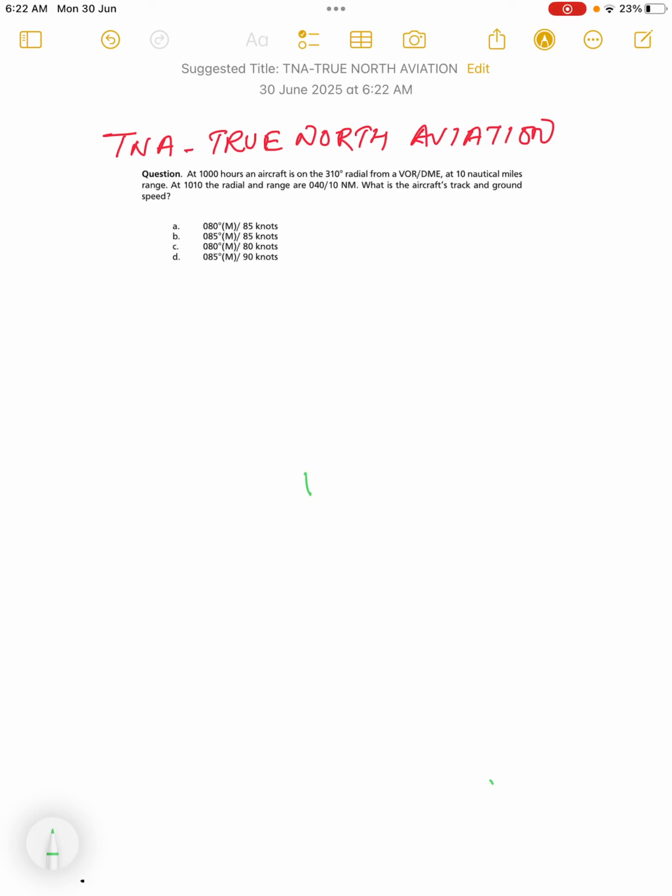This is your VOR DME station. At 10 hours, the aircraft is on the 310 radial. So this is, for example, 310 degree, and the time is 10 hours, and the range is 10 nautical mile.